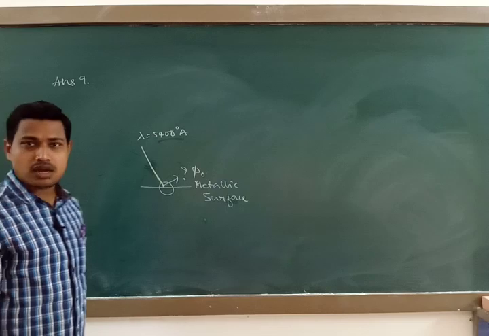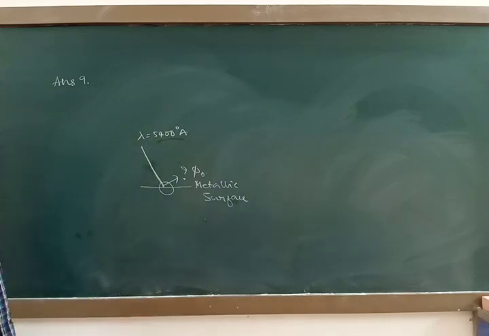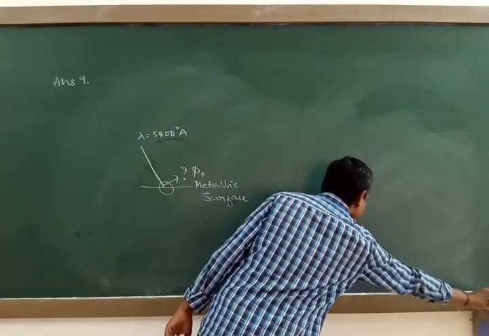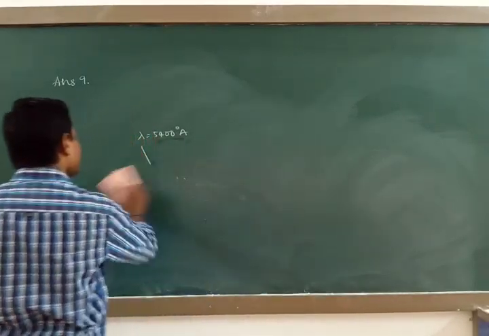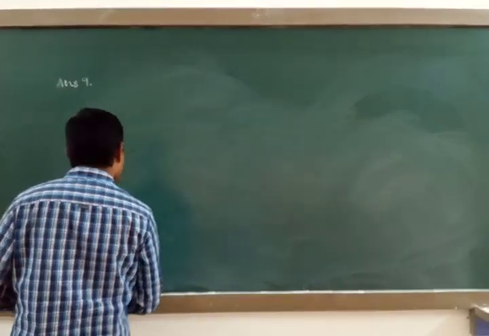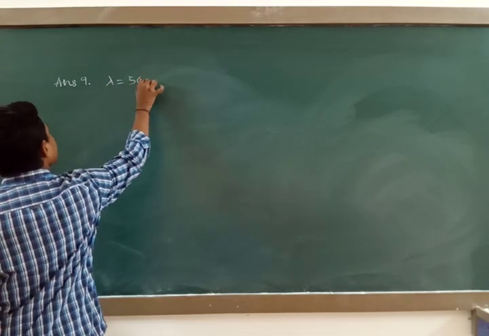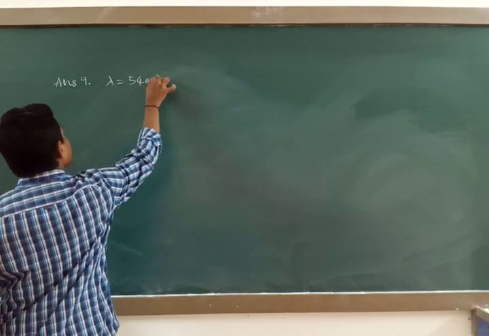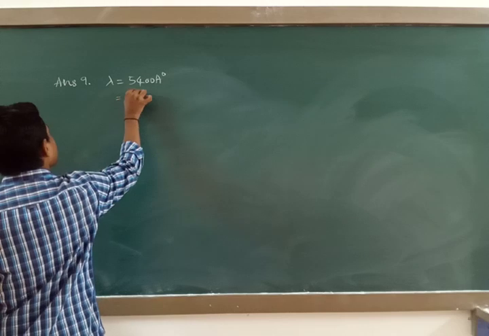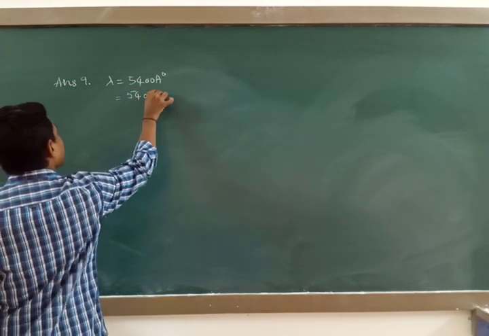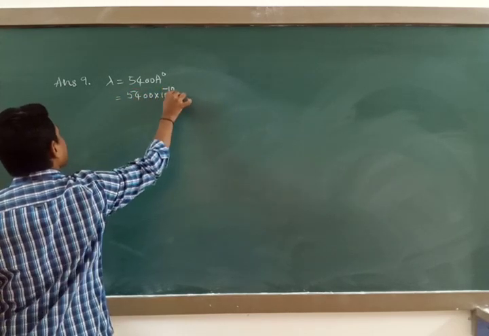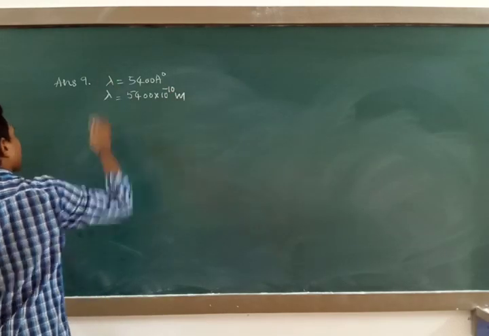For this, the only given data is the wavelength. Then how do we calculate the work function? It is very simple, students. What is the given data? Lambda is equal to 5400 angstrom, which is 5400 into 10 raised to minus 10 meter. So this is the wavelength.